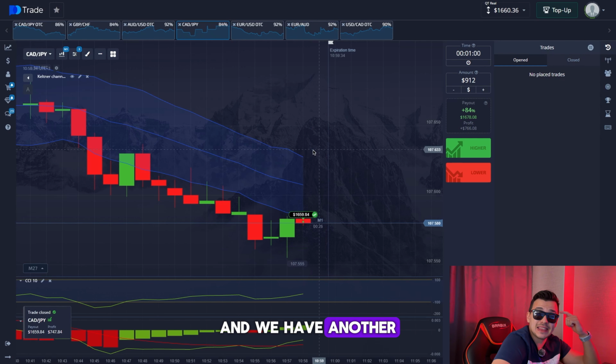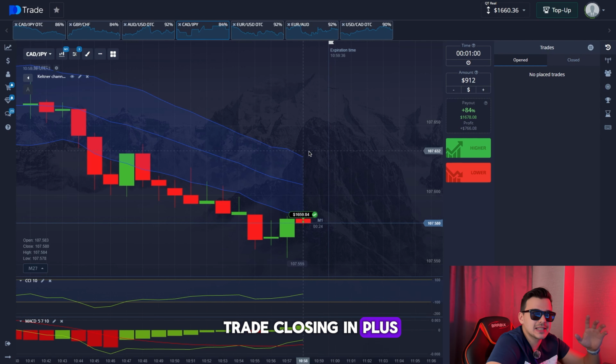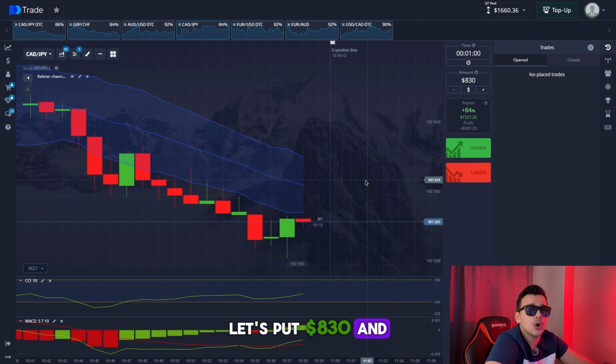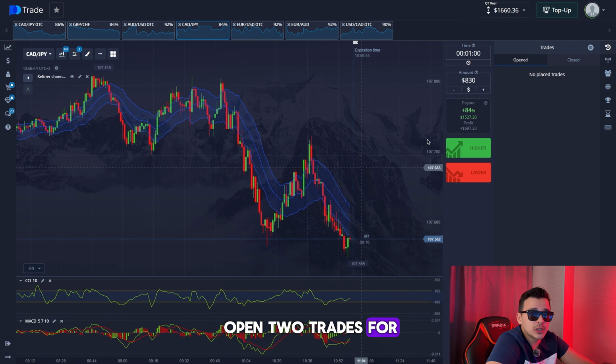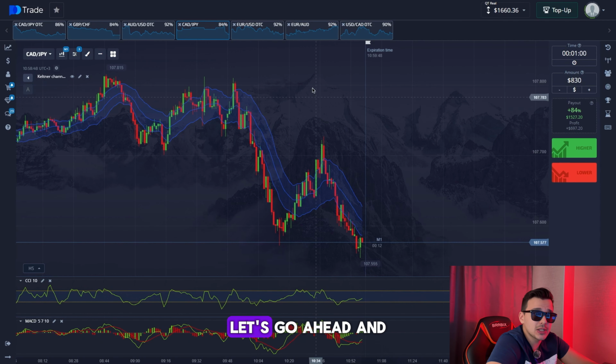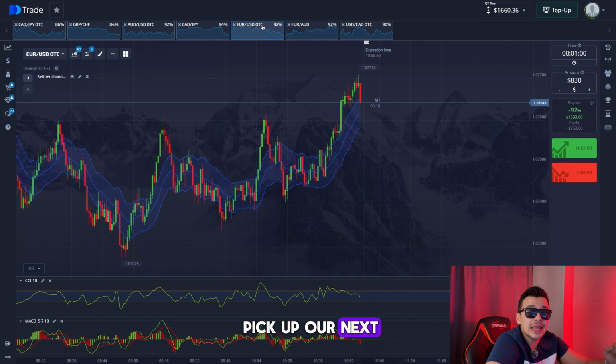And we have another trade closes in plus. Let's change the amount of the value of the trade. Let's put $830 and open two trades for the $1,660. Let's go ahead and pick up our next currency pair.